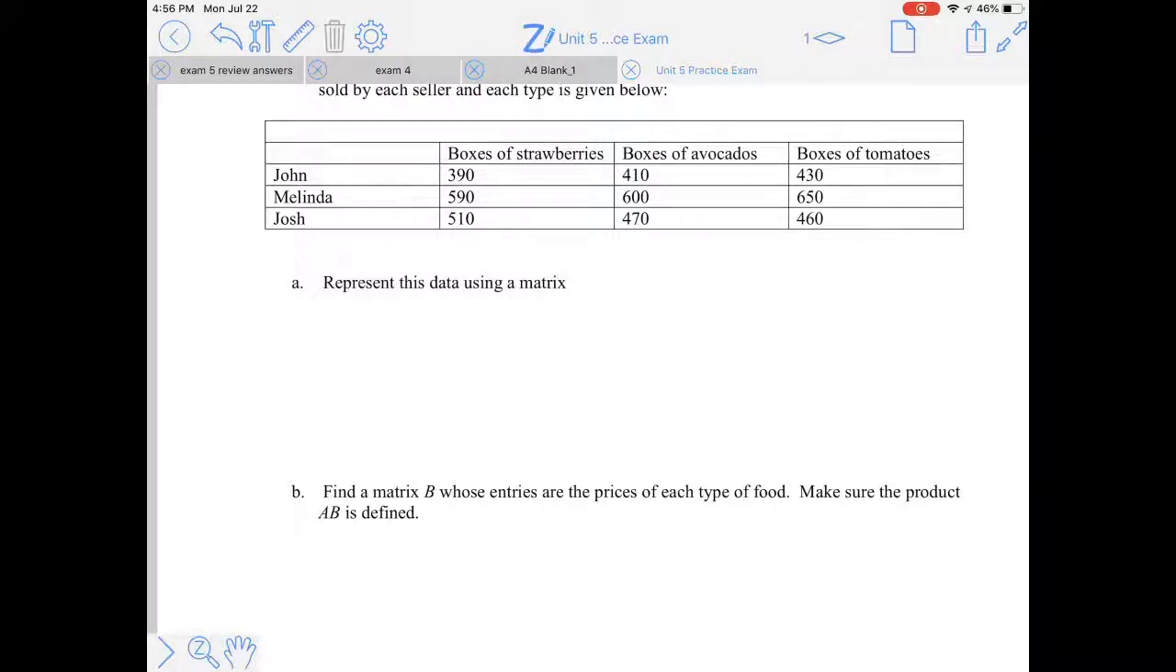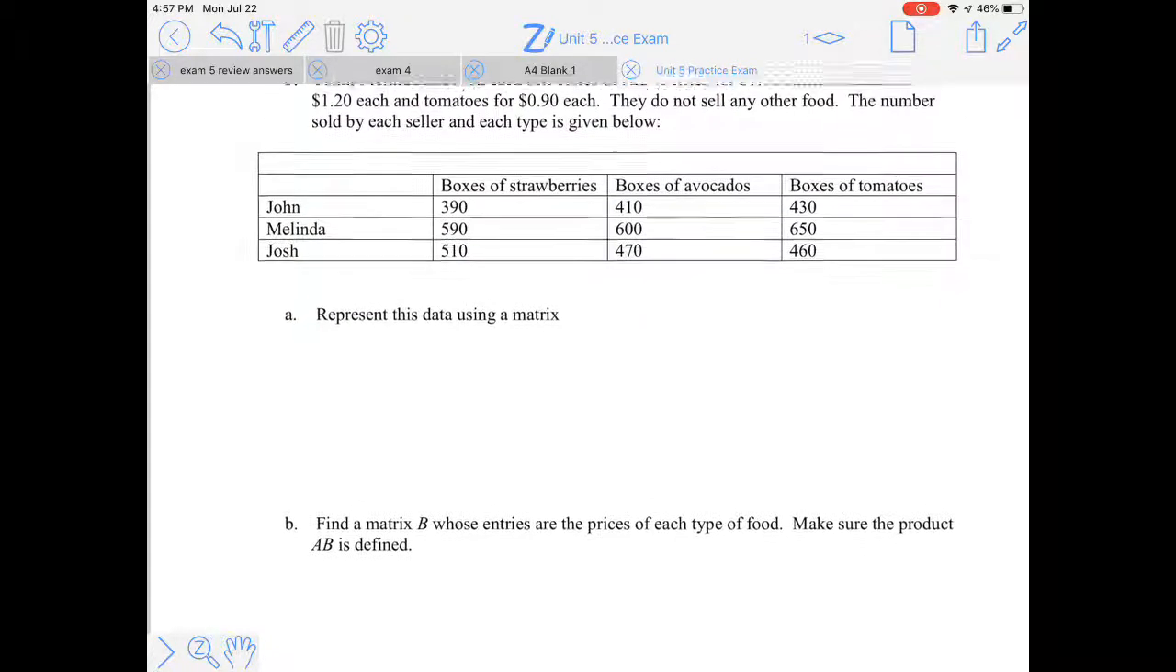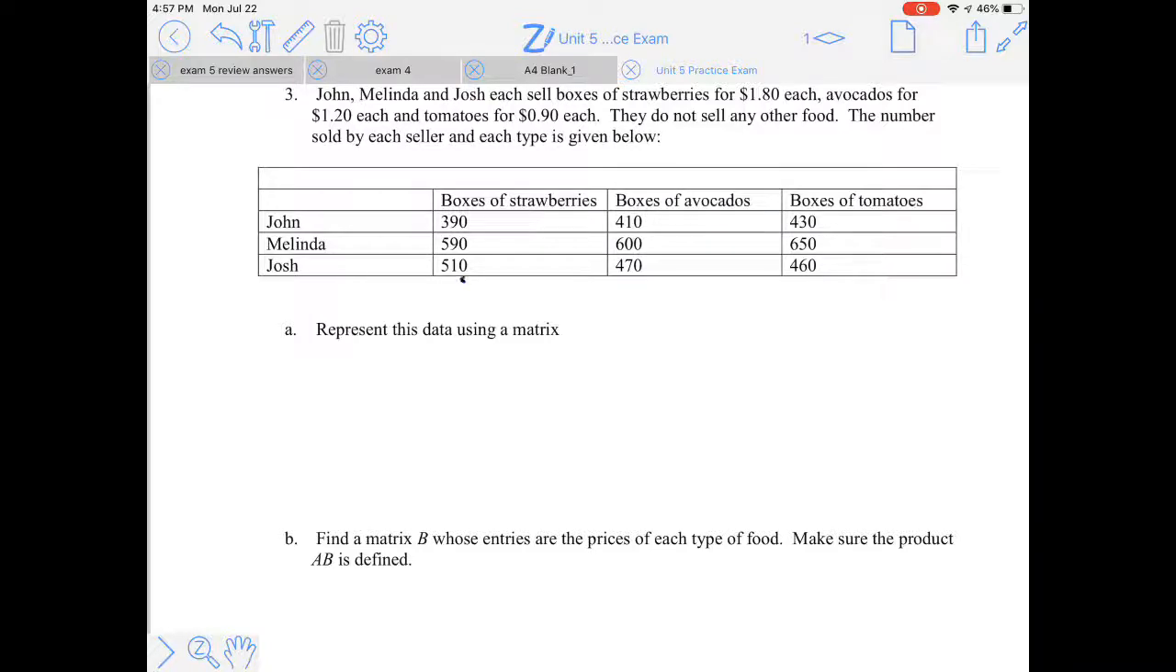Right here we've got 3 rows, 3 columns, so we could turn that into a simple 3 by 3 matrix to start with, just using the numbers of boxes of whatever was sold, so 390, 590, 510.